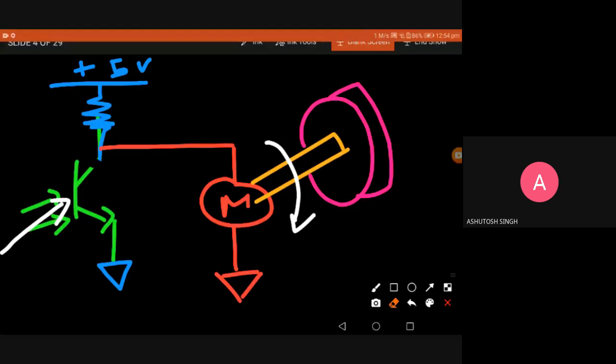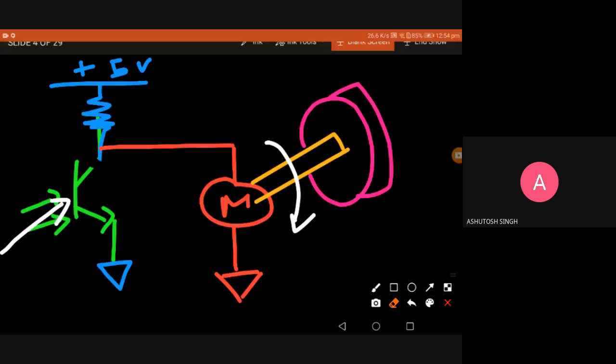What happens when it gets light? When light falls on its base, it becomes on. That means the collector and emitter, these two terminals, get shorted. But when there is no light, it becomes open circuited. There is no current flow, or there's no connection between these two terminals of the transistor. We already discussed the transistor as a three terminal switch. Okay, here I am applying the transistor as a switch.